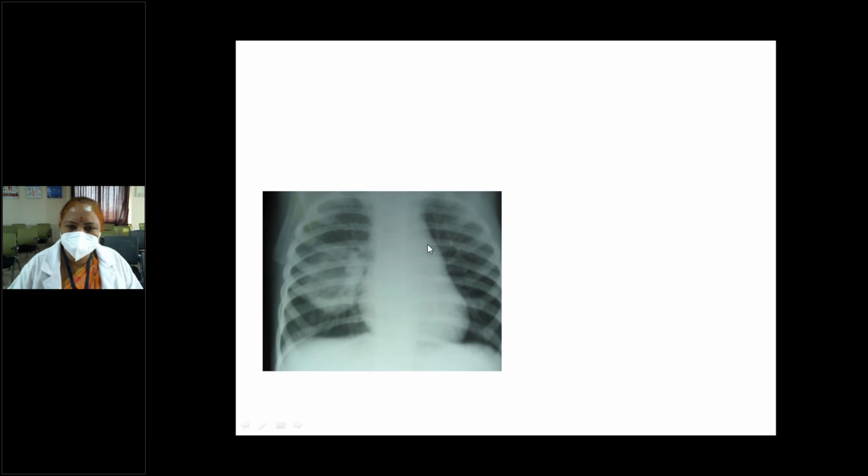Can anybody read roll number 32? Present or absent? Just read the X-ray. Reading the X-ray means we have to describe it. What is this X-ray? Which part is it? Which view? Skin and soft tissues, bony rib cage, then lung parenchyma, cardiac borders, diaphragmatic borders. You have to describe all of these. Roll number 32, present or absent?